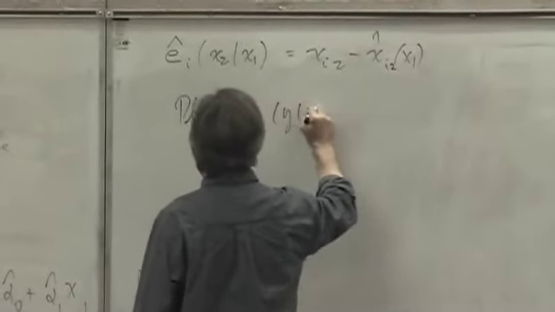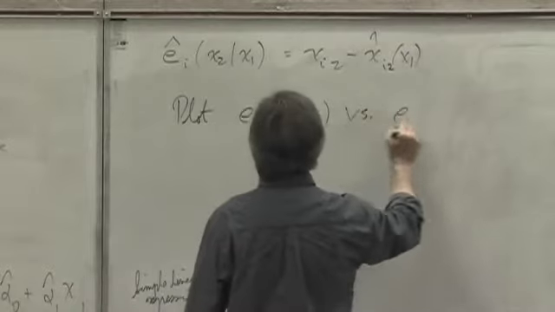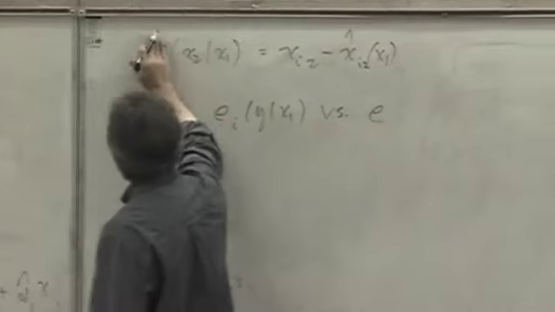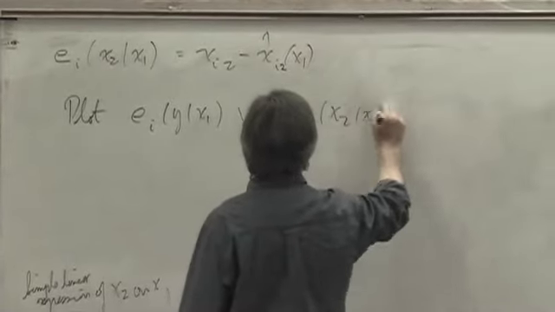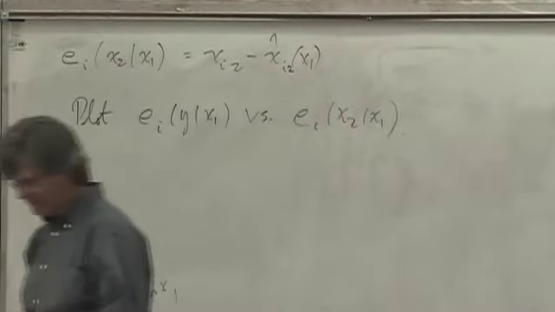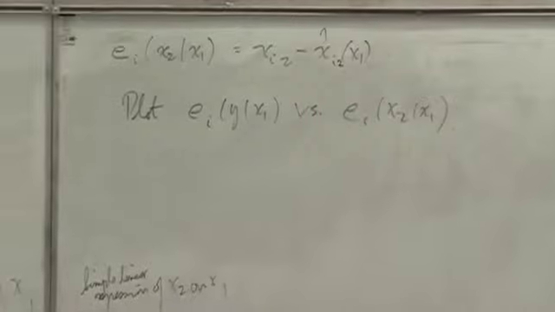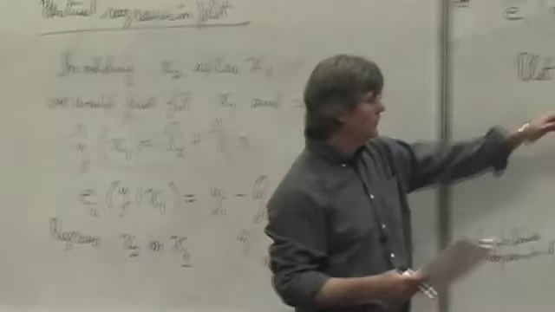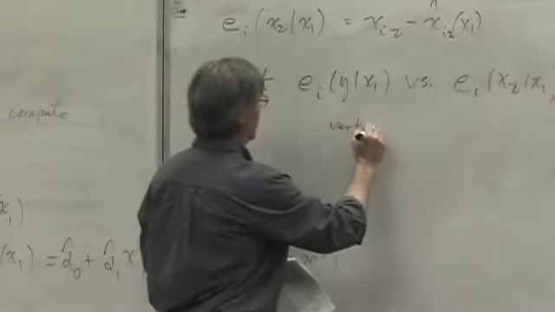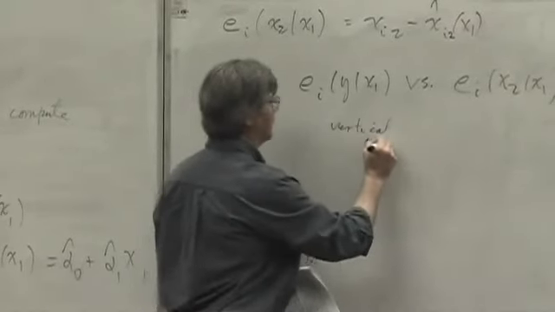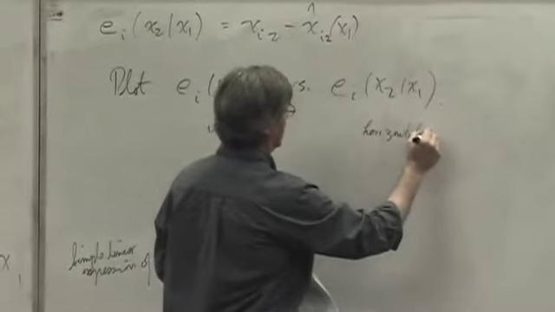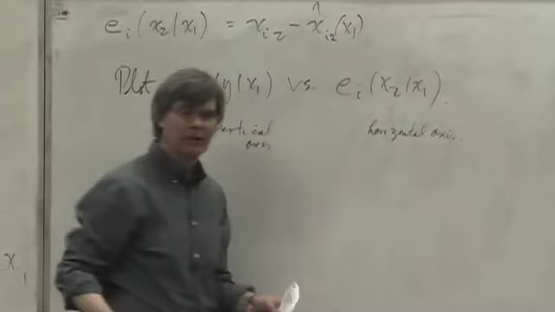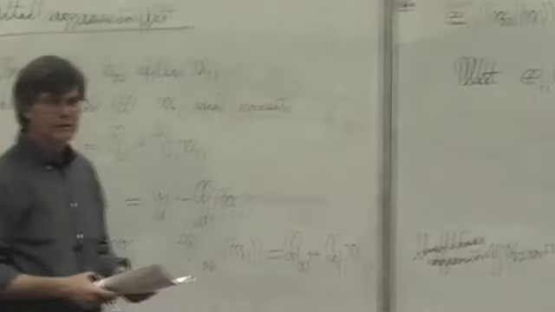So it's y given x1 versus, I don't know why I put the hat on here, it shouldn't have been hat, versus x2 given x1. This one is on the vertical axis, and this one is on the horizontal axis. So it's really quite simple.